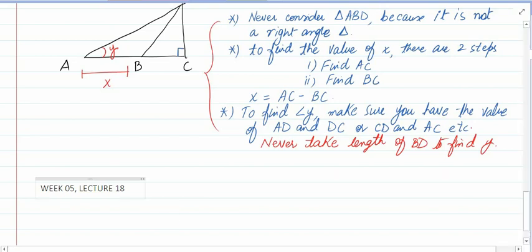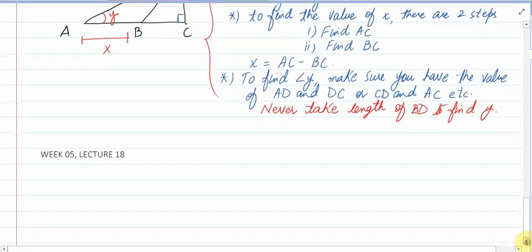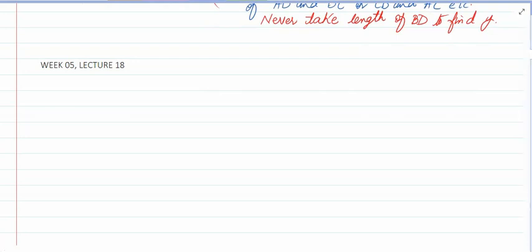Okay class, so today is lecture number 18. It's week 5, right? In last class we had discussed some of the questions involving two different right angle triangles, and I told you important 3 steps to attempt such type of questions, right? So continuing the topic trigonometry, today is the last class of the topic trigonometry.